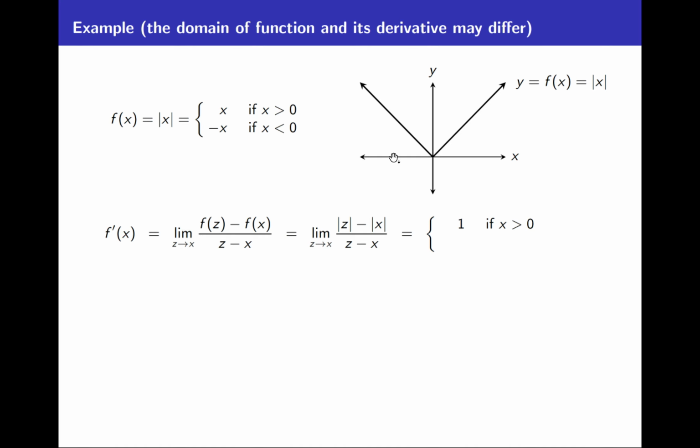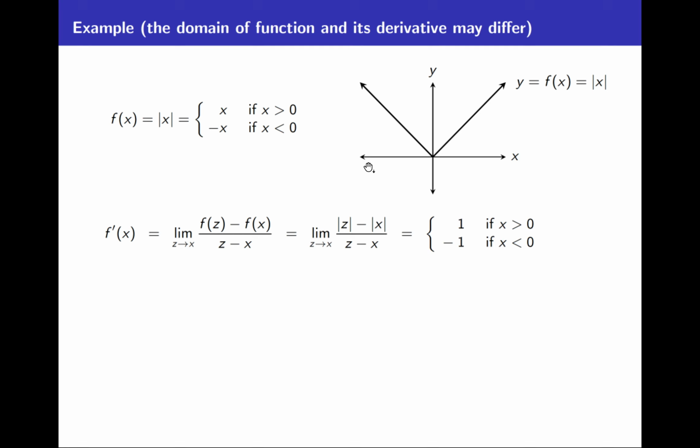But if x were less than 0 over here, x would be negative, and z is approaching x, so z is negative too. The absolute value of z is negative z, and the absolute value of x is negative x, according to our rule for absolute value. So the numerator is the negative of the denominator, and the quotient equals negative 1. The limit as z approaches x is therefore negative 1, if x is less than 0. So this is our formula for f prime. It's a piecewise defined function, which is not too surprising because the absolute value of x is also a piecewise defined function.